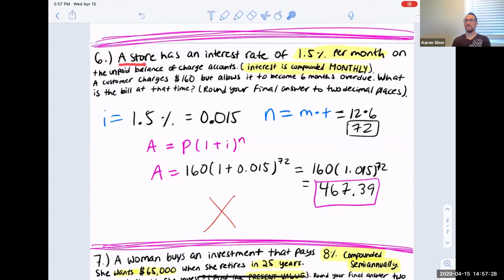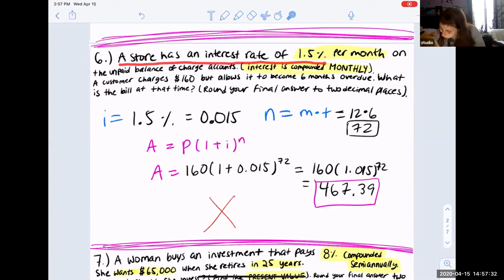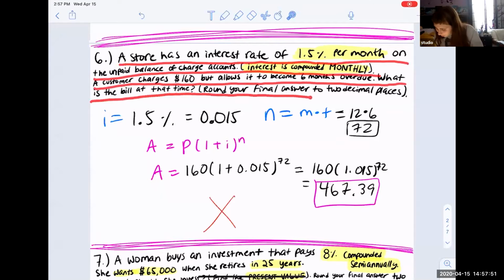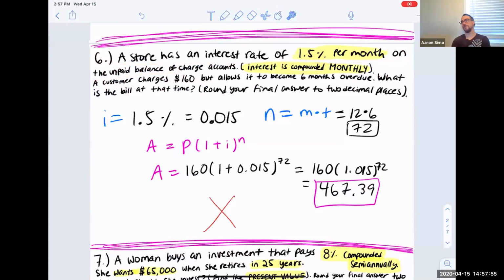Okay, right. A store has an interest rate of 1.5% per month on the unpaid balance of charge accounts. Interest is compounded monthly. A customer charges $160 but allows it to become 6 months overdue. What is the bill at the time? Round your final answer to 2 decimal places.